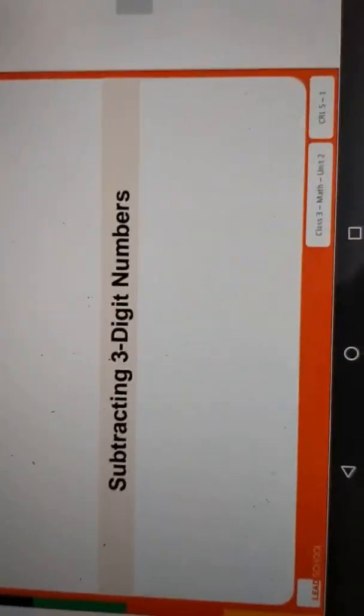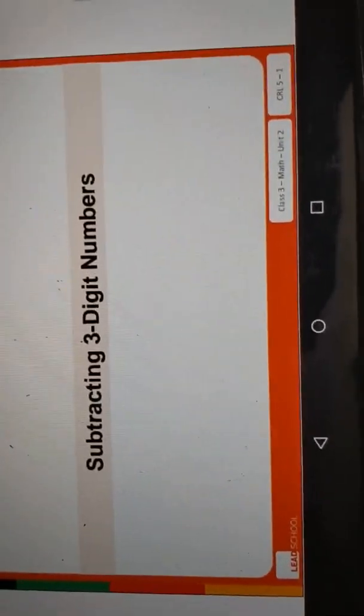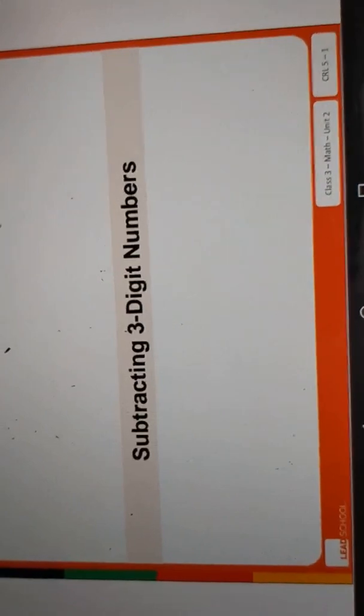So students, today we will start unit number 2, subtracting 3-digit numbers. Whenever we start subtracting 3-digit numbers, first of all I will show you this VRL, so you can understand easily how we do this subtraction sum. So let's see the 3-digit number subtraction.